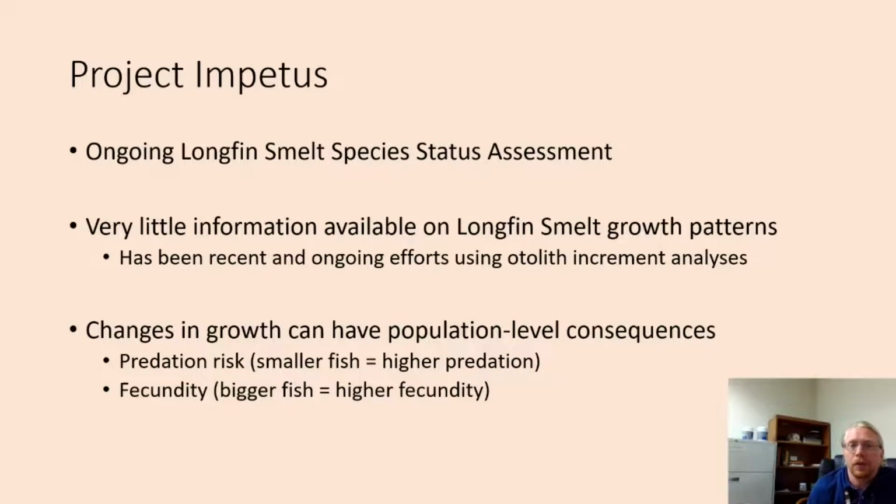Understanding variation in growth patterns is important because changes in growth patterns can have population level consequences. This is because growth, and more explicitly fish size, is linked with both predation risk and fecundity. In general, smaller fish have higher predation rates because they fit into more predators' mouths, and bigger fish generally have higher fecundity.